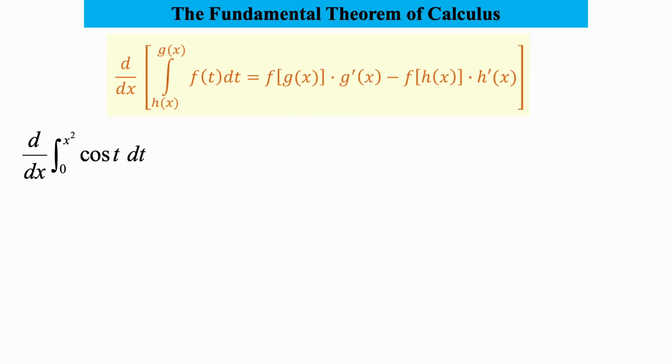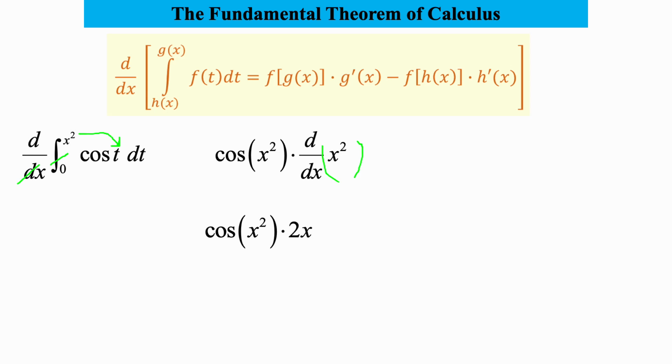Now, look at this example again. Also, what should I do? I cancel the derivative with the integral. Then I replace x squared instead of t, then multiply by the derivative of x squared, and we ignore the lower bound. So we just replace x squared instead of t, then we multiply by the derivative of x squared, that we know is 2x, so the answer will be cosine x squared multiplied by 2x.